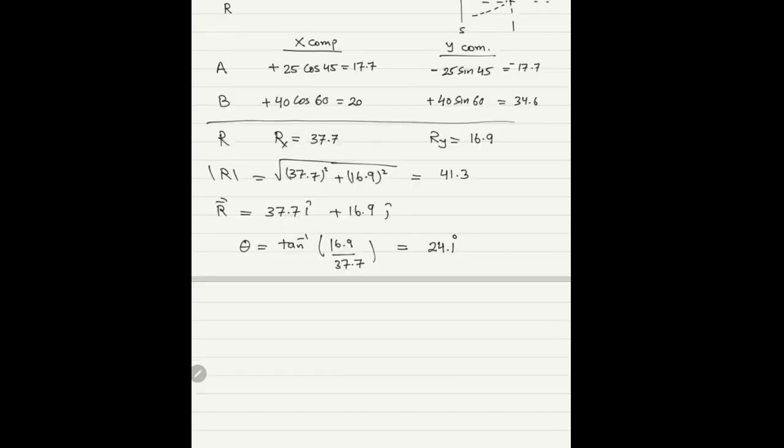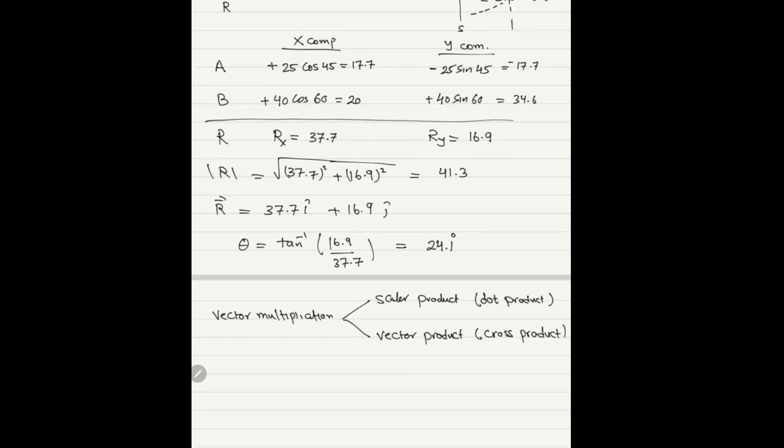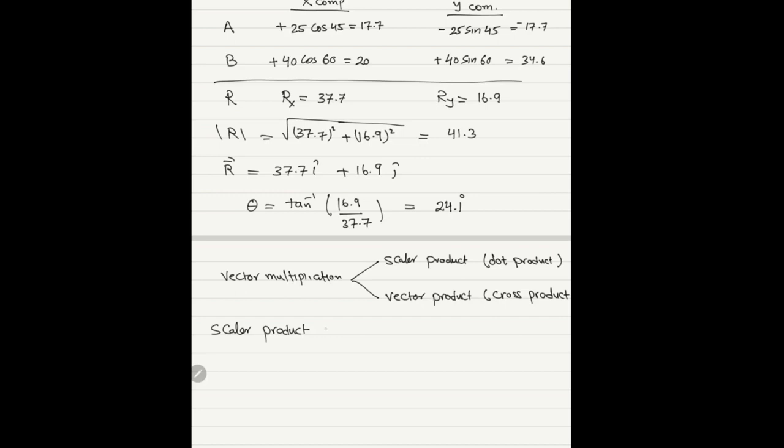Now let's discuss vector multiplication. Vector multiplication is divided into two types: the scalar product, or dot product, and the vector product, or cross product. Let's start with the scalar product, or dot product.